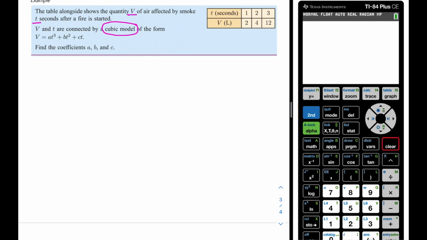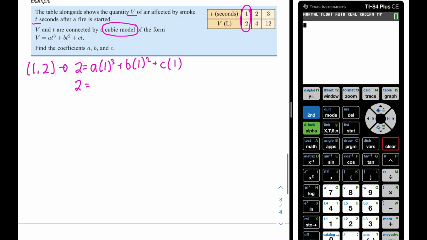Each of these coordinates here represent a different coordinate that I can then put into my function. So I have a t and I have a v. If I look at the first coordinate, which is 1, 2, I can create the equation where v is 2 is equal to a times 1 cubed plus b times 1 squared plus c times 1. If I simplify this, 1 cubed is simply 1, so I get a plus b plus c as my first equation. And then I repeat the same for the other two coordinates.